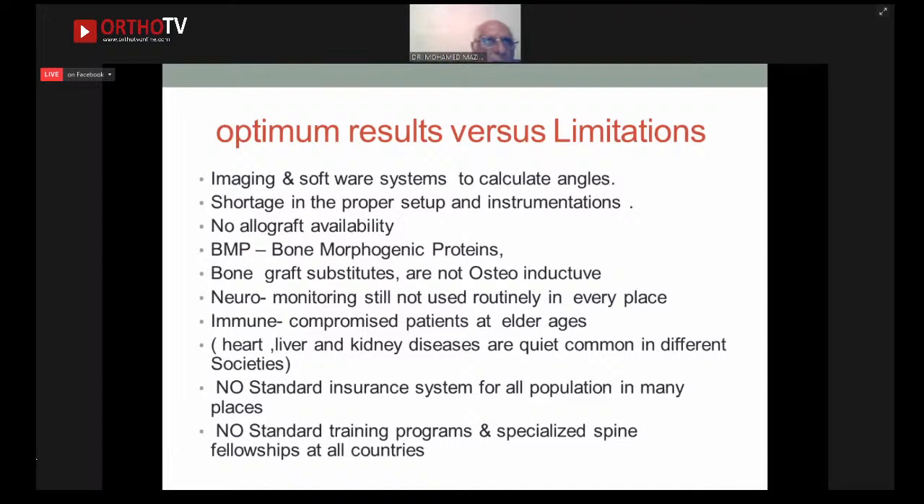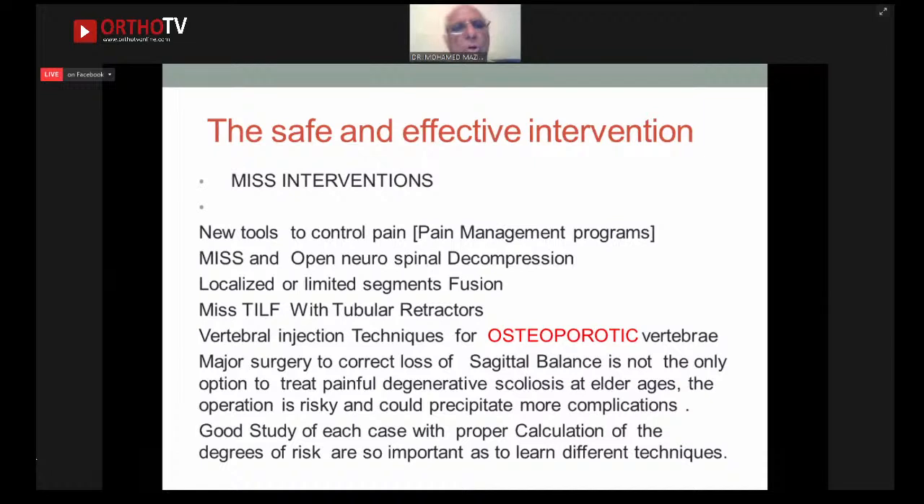This is a problem also. We are not speaking the same language. The safety and effectiveness of the intervention. Mis-intervention.